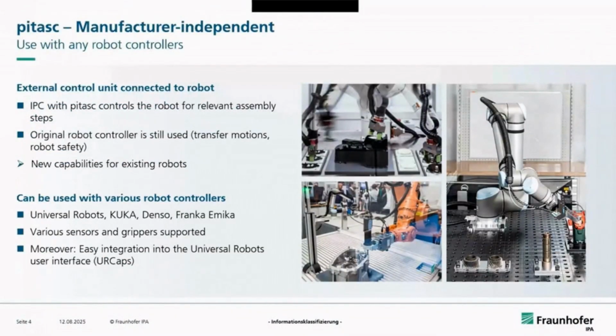With Pitasc, we can still use the original controller, for transfer motions, for example, or robot safety, but we expand its capabilities. We can support several different robots, for example, Universal Robots, KUKA robots, Denso robots, or Franka Emika robots, several sensors or grippers, and have easy integration, for example, in the Universal Robots user interface.